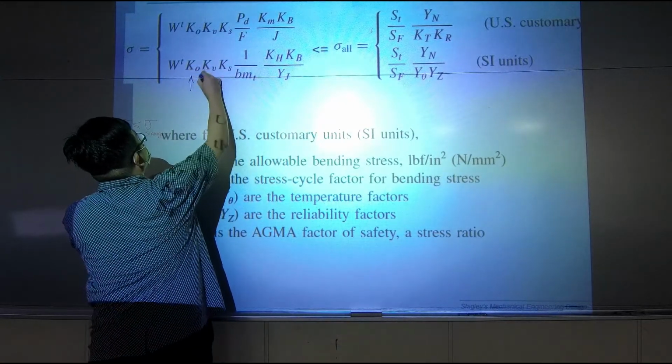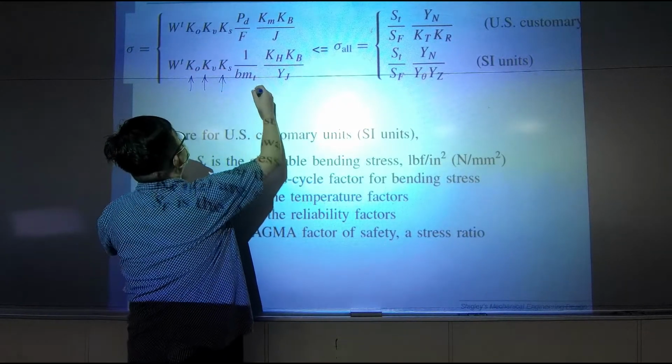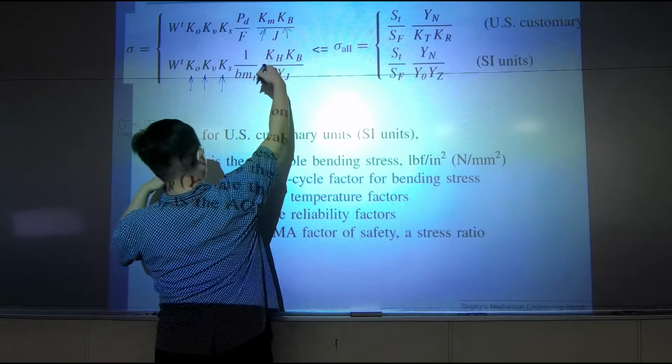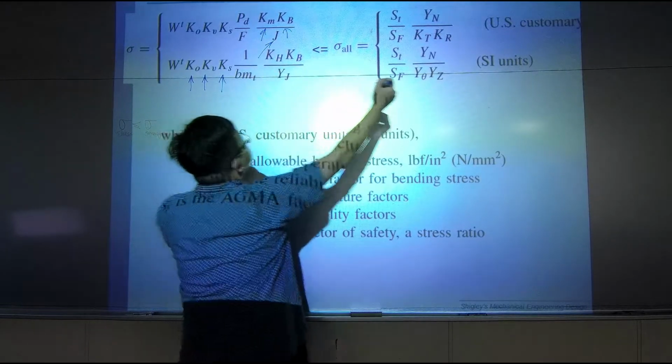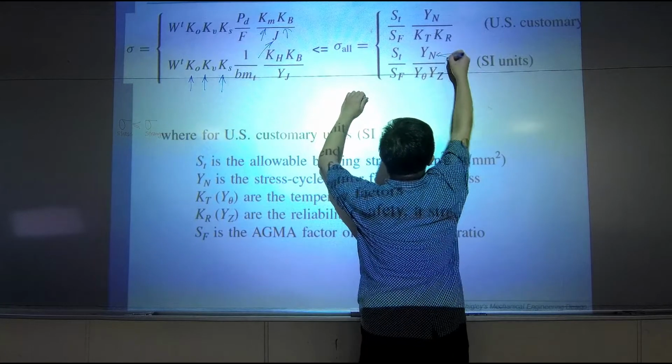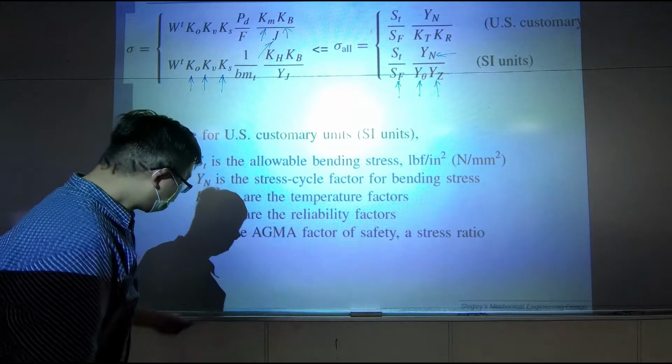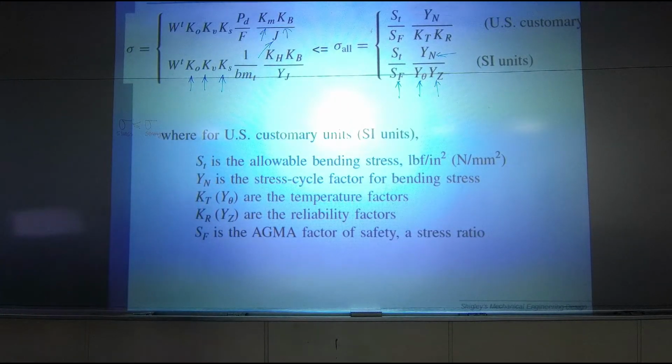1, 2, 3, 4, 5. J, you can say, is a parameter as well. 6, 7, 8, 9. It's more than 10. More than 10 parameters. So in gear design, if you want to monitor the health of your gear, you need to be aware of more than 10 operation conditions. That's how complex a gear design is.